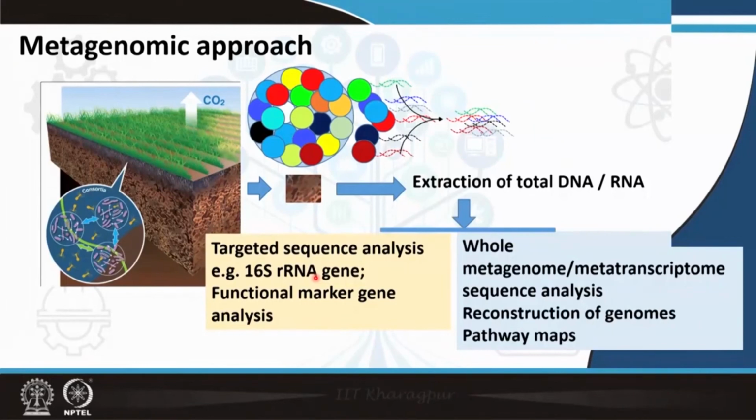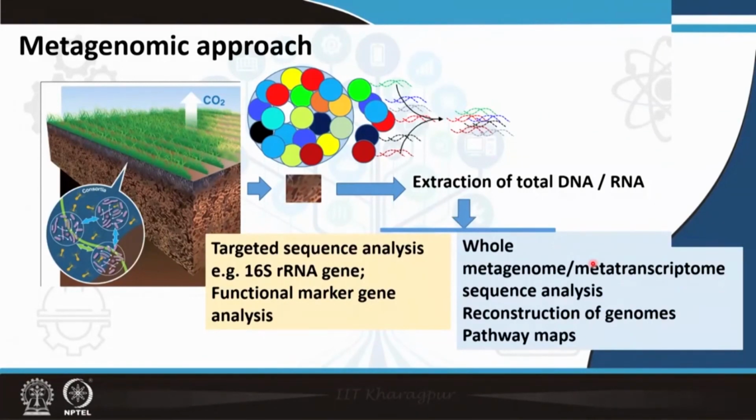Or we can actually sequence the entire genomic sample, that is the metagenome. We can sequence the entire genome without going into any kind of PCR or targeted gene sequencing. So, we can sequence the entire metagenome, or the entire metatranscriptome, and then analyze it, so that we can get the entire data set about the genes which are present there, or the genes which are actually expressed under a given environmental condition or a given environment.